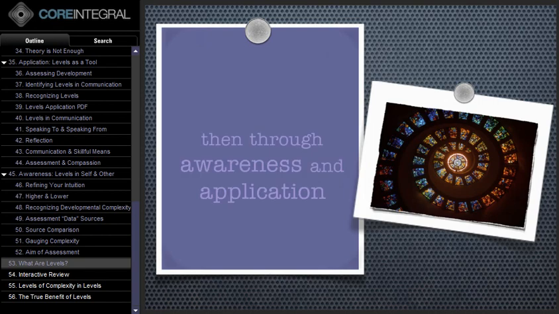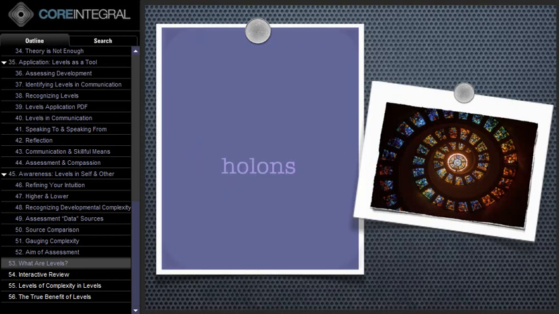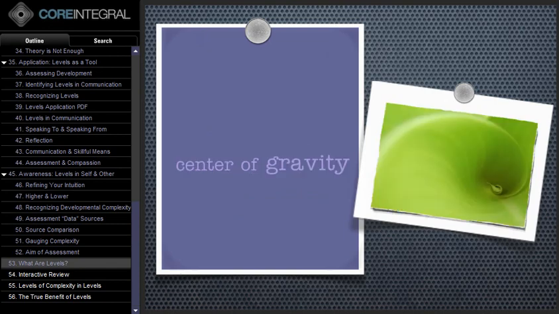Deciphering these developmental patterns, first through understanding and then through awareness and application, is a key component of actualizing the integral vision in your life. In this lesson on levels, we explored one of the most complex and nuanced topics in this course. We looked at the concept of holons, and we saw that as they develop, they do so in nested holarchies. We also learned about developmental altitude, a useful tool for understanding and communicating about human development in various lines.